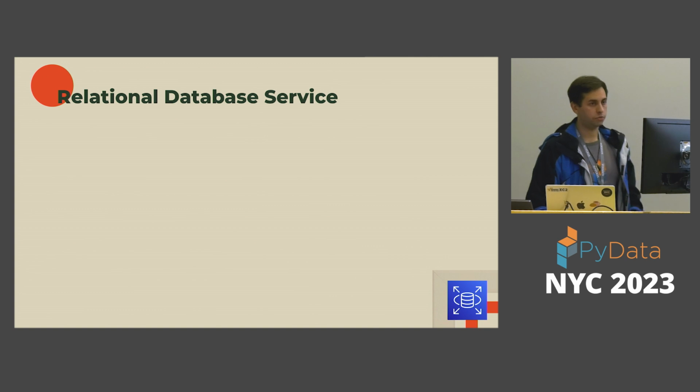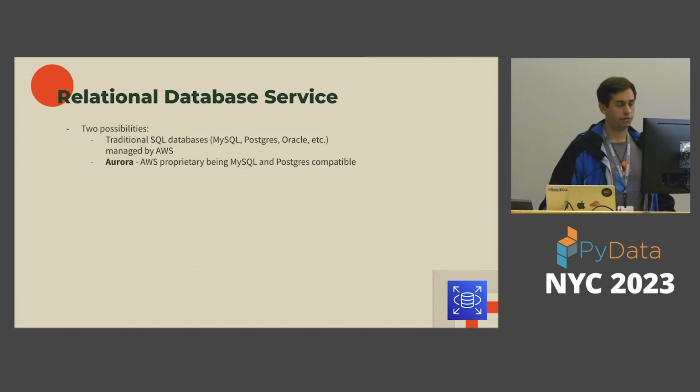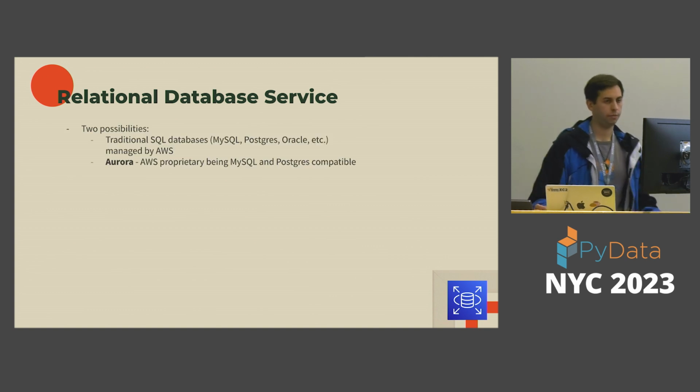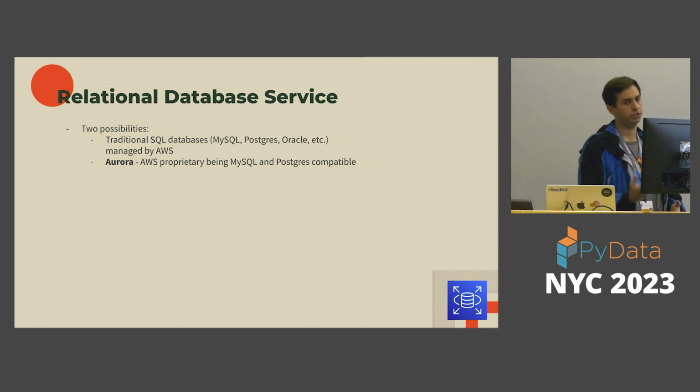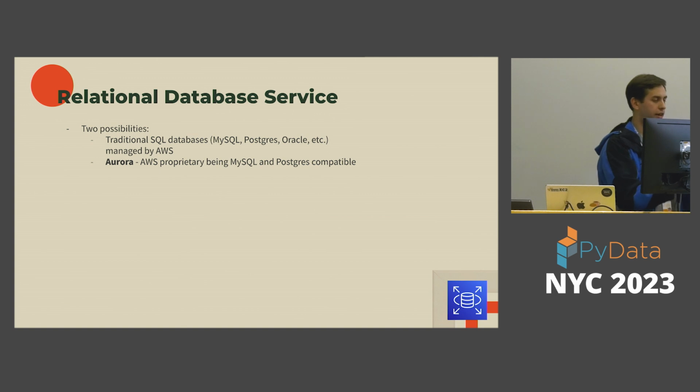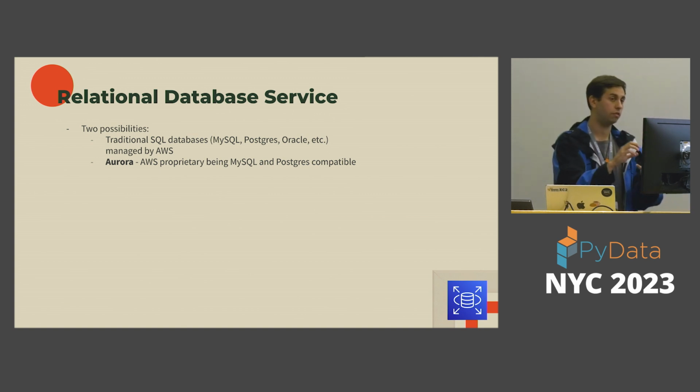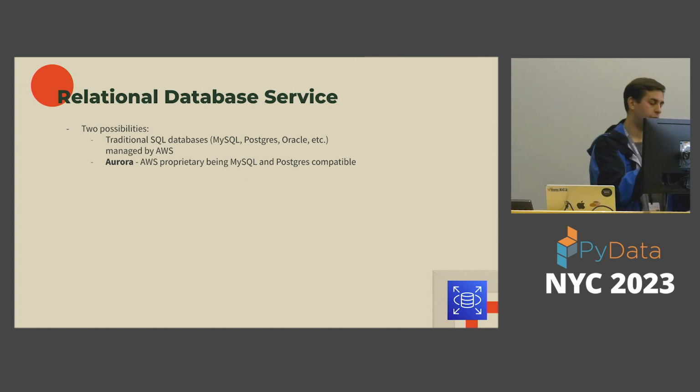Then we have RDS, Relational Database Services. We have two possibilities here. The first one is that we can run traditional SQL databases like MySQL, Postgres, and such, which are managed by AWS. What do I mean with this? You just get an EC2 instance with the database software running, and AWS will handle software updates, security patches, and such.